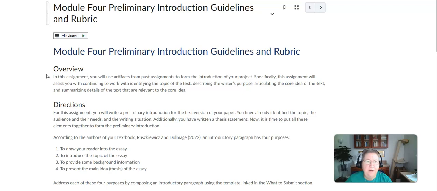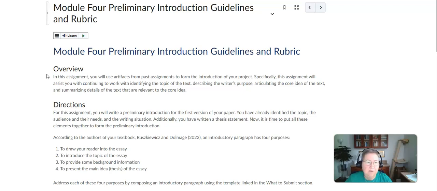And what you'll be doing in this is writing an actual introduction. And again, there will be an exemplar, a template and an exemplar to help you do that. Let's read the overview. In this assignment, you will use artifacts from past assignments, and that's just information you've gathered from past assignments, to form the introduction of your project.